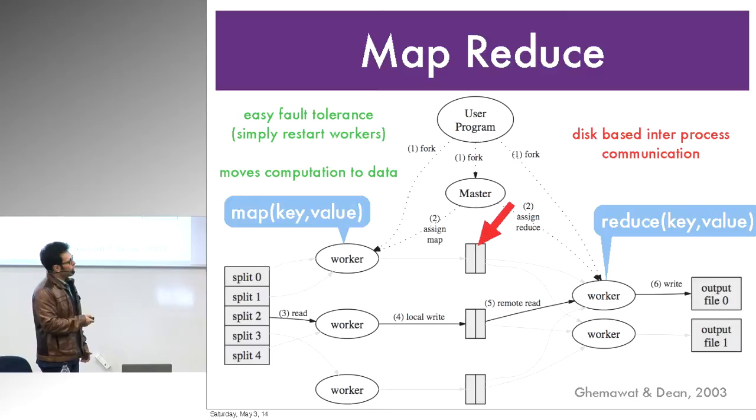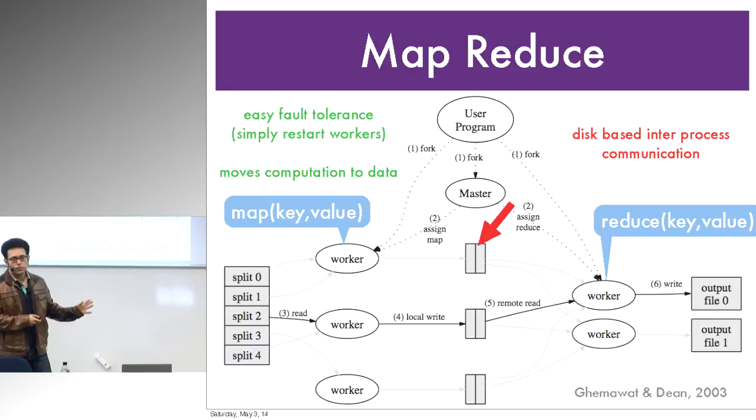The good thing here is that it's fault tolerant because everything happens through the disk. So if a reducer fails, you can just go and read from the disk. Same thing, if a mapper fails, the data and the output are on the disk, so you can just replicate that. So it's very good if your problem fits into MapReduce.